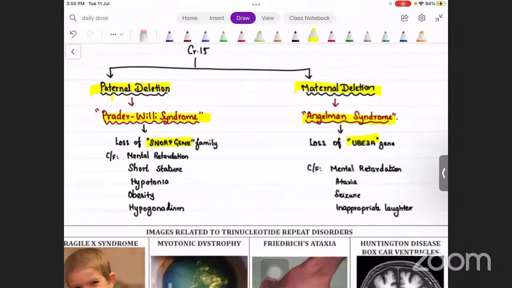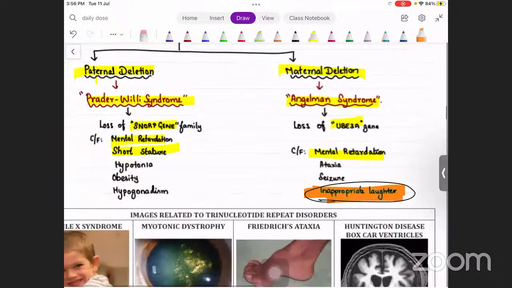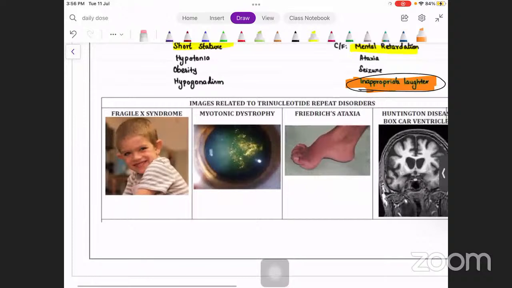Both contain mental retardation, but Prader-Willi has obesity, hypotonia, hypogonadism, and short stature, while Angelman will have inappropriate laughter. Very important MCQ: inappropriate laughter is seen in Angelman syndrome.